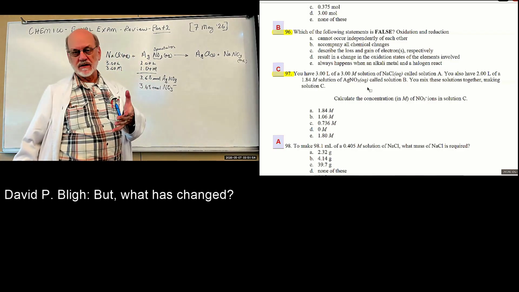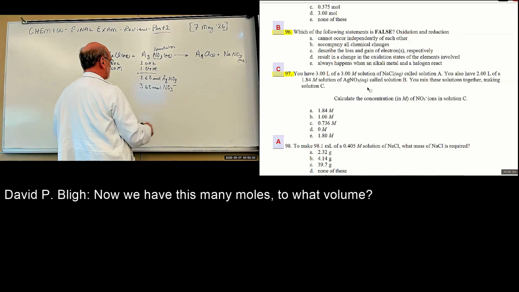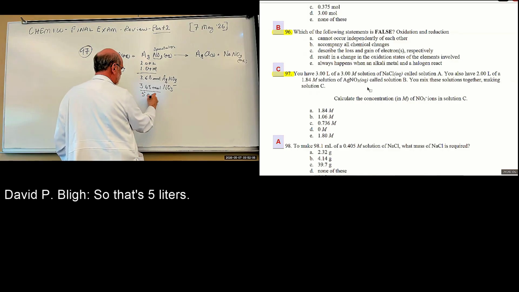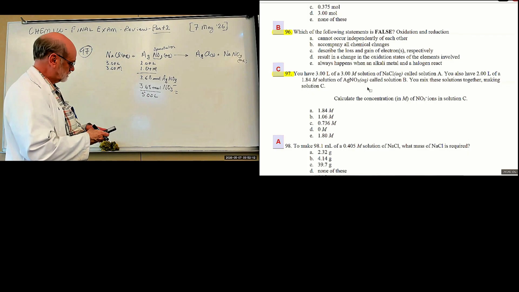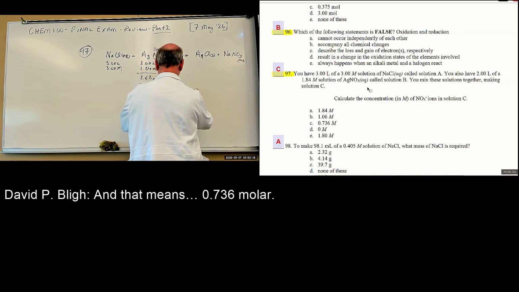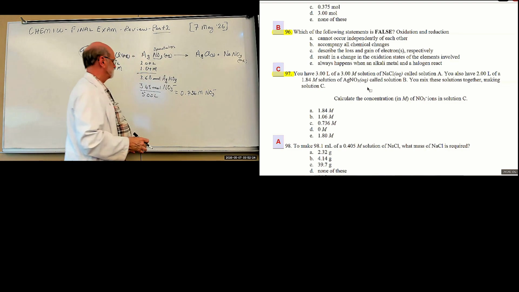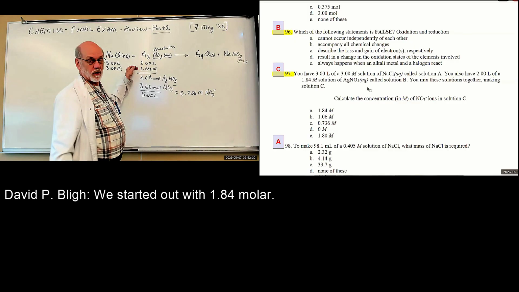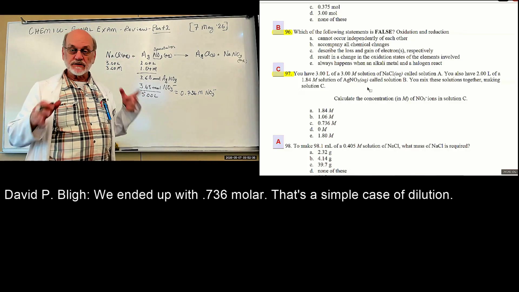Okay? You have that same number of moles when the reaction is complete. But what has changed? The volume has changed. Now we have this many moles in what volume? Well, we have 3 liters of this and 2 liters of that. So that's 5 liters. And that means 0.736 molar nitrate. Okay? We started out with 1.84 molar. We ended up with 0.736 molar. That's a simple case of dilution.